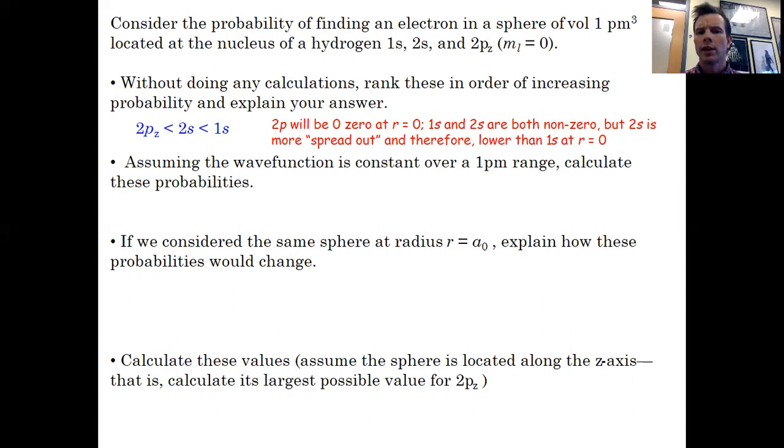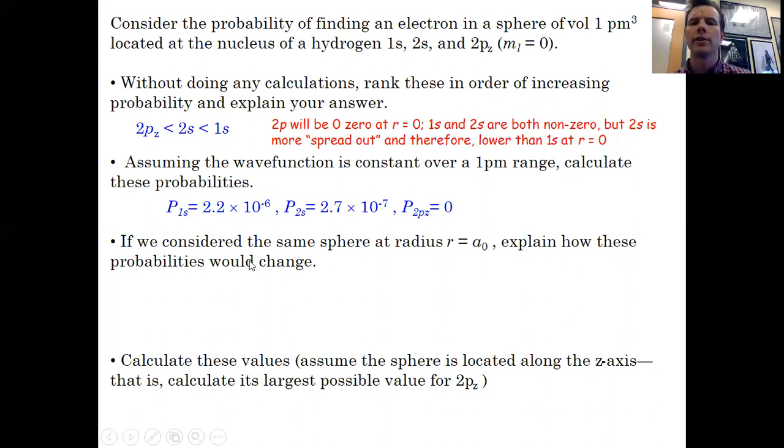Assuming these wave functions are constant, calculate the probabilities. Here are those numbers. And again, I'm not going to work through that here. It's a pretty simple calculation. When we say assume it's constant, that allows you to make some simplifications. So there should be no calculus involved in this. But if you do it right, you get these numbers and you'll see that they match our expectations exactly. 1s is highest, 2s, 2pz.